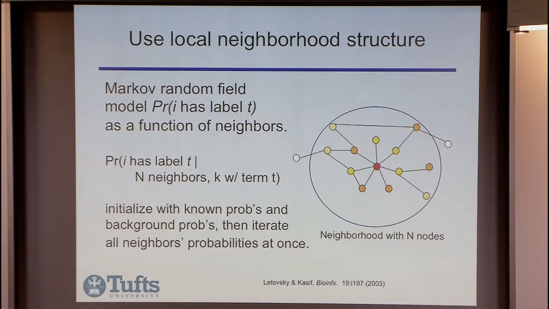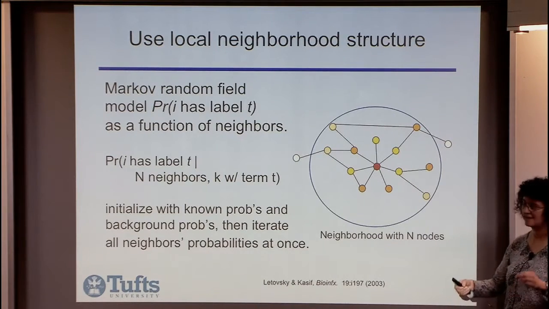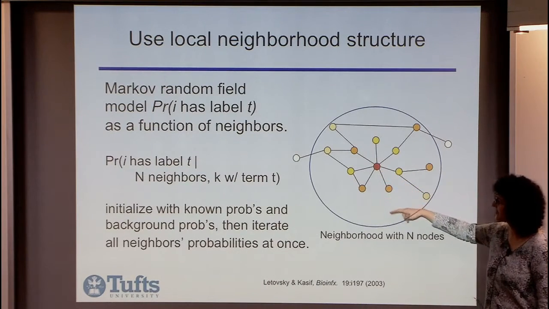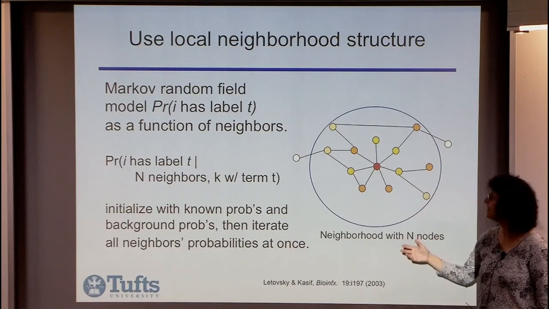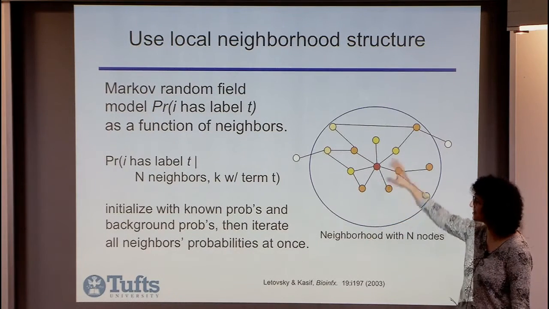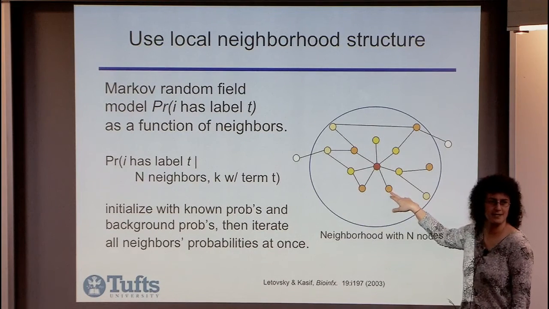Right, so one of the ones that I like that uses the local neighborhood structure but does a more interesting job of it is Stan Latovsky and Simon Kassif, who did something with Markov random fields. Basically, it was simpler than a full Markov random field model. It's just a probabilistic model of the probability of my having this particular label, given that I have a certain number of neighbors within distance d, and k of them have term t as their label.